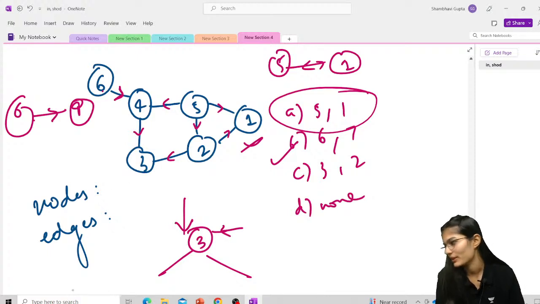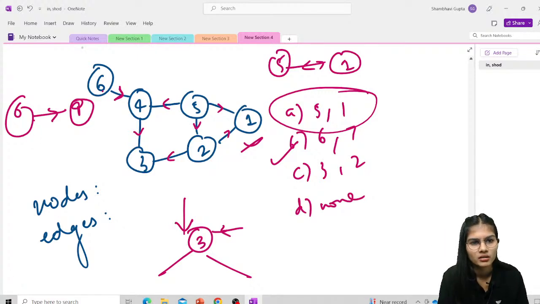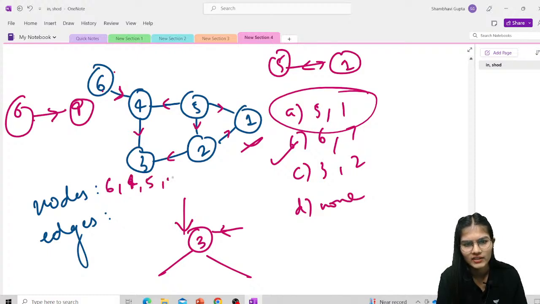Absolutely right. No issue, it's completely fine. Yeah, add node 6, 4, 2. 6 is a node, 4 is a node, 5 is a node, and 2 is a node. I'll just write 6, 4, 5, and 2 are your nodes. 3 and 1 are your edges.